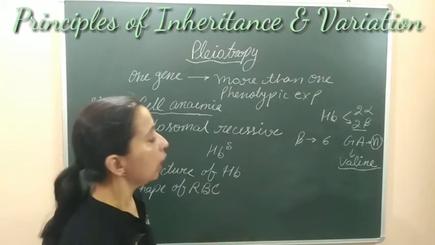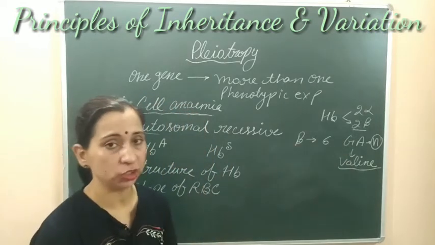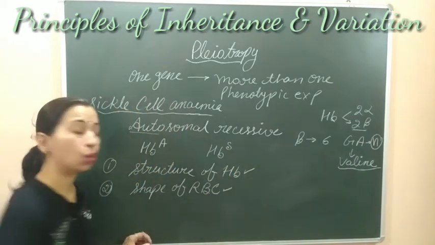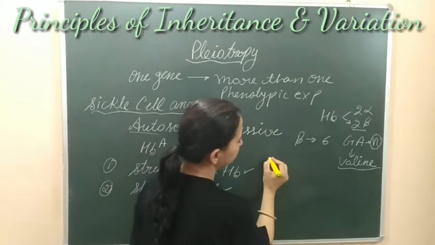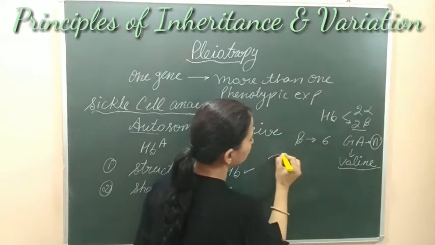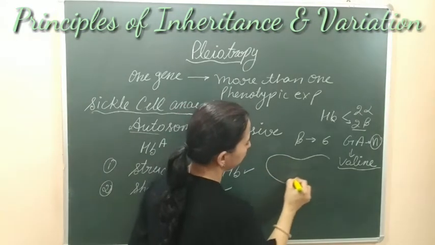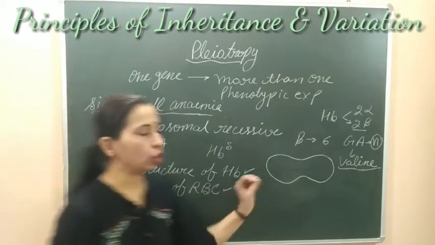So what happens after this change? Now the structure of hemoglobin gets changed. The structure of hemoglobin gets changed, and the shape of RBCs is also changed. RBCs in the normal human being, the RBC is a biconcave structure. The structure of RBCs is somewhat like this. It has biconcave structure. RBC normal RBC की structure जो होती है वो biconcave होती है.